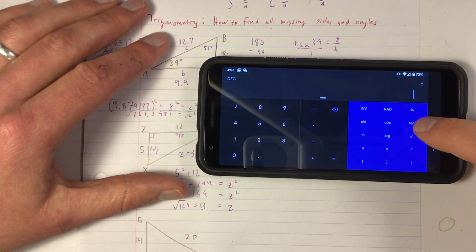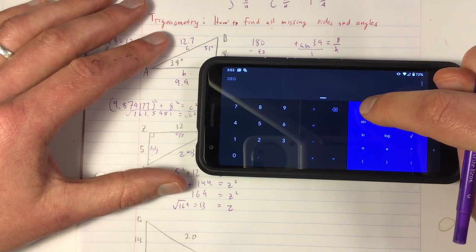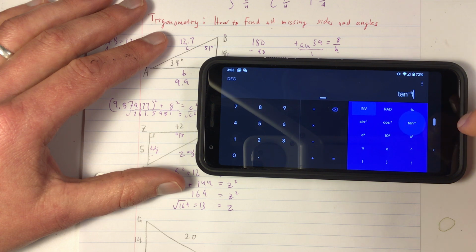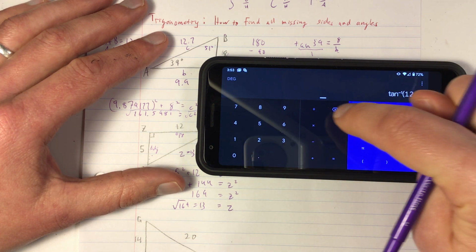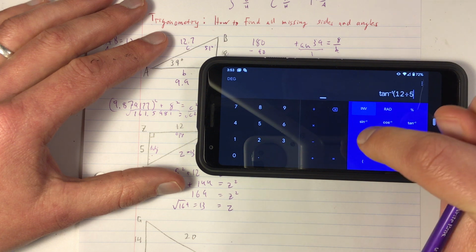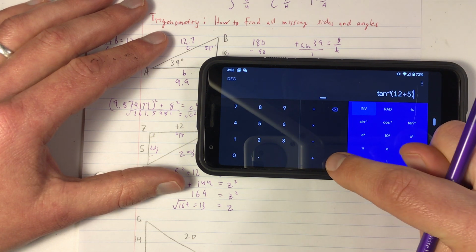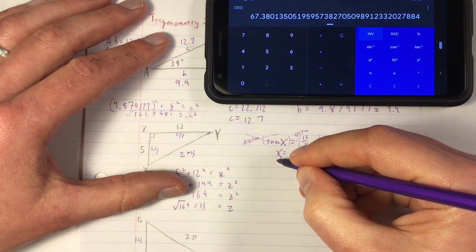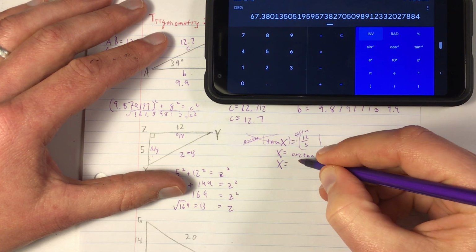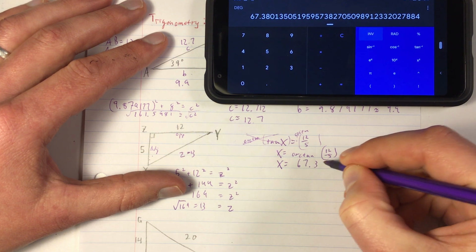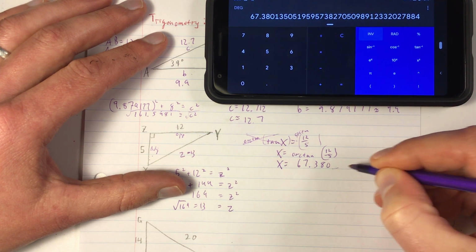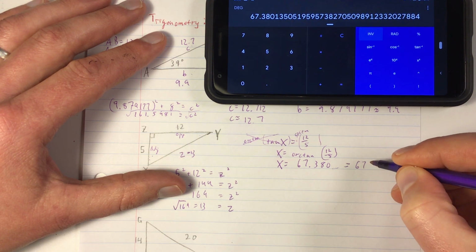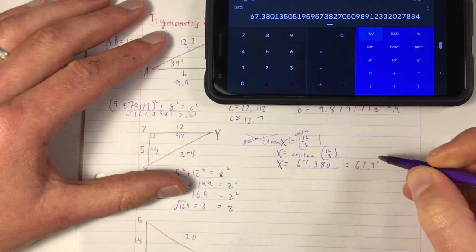So right now this is just saying tangent. I don't want tangent, so I have to hit inverse, or you might see shift or second on yours. So arctangent of 12 divided by 5. And make sure that's in parentheses. Don't have it in parentheses, your answer might be off. And so x is equal to 67.380, keeps going, or also known as just 67.4 degrees. We'll just round it.